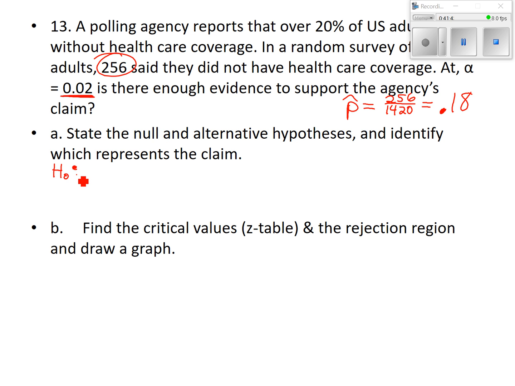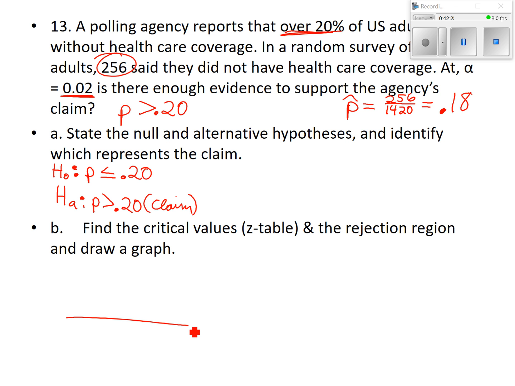Our claim is that P is over 20%. What symbol is that? Greater than. So P is greater than 0.20. Is that our H0 or our HA? That's our HA, and that's the claim. That means our H0 is less than or equal to 0.20. Did I say the HA wrong a second ago? Maybe. Hopefully nobody was paying attention. The alphabet's blending together.